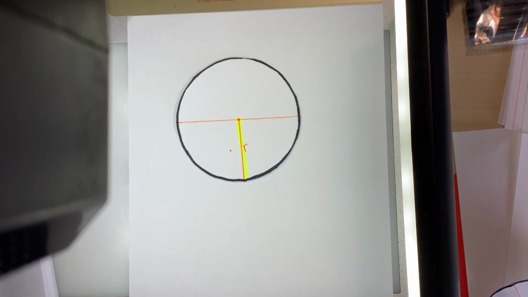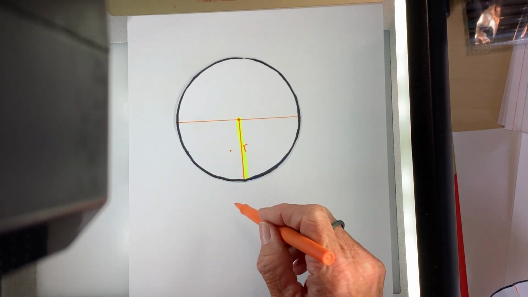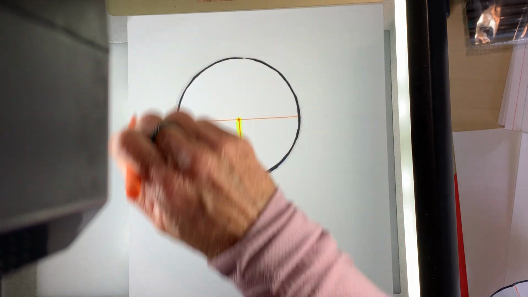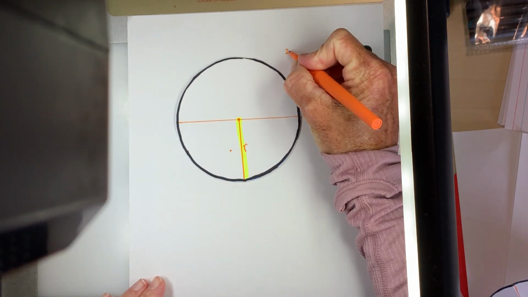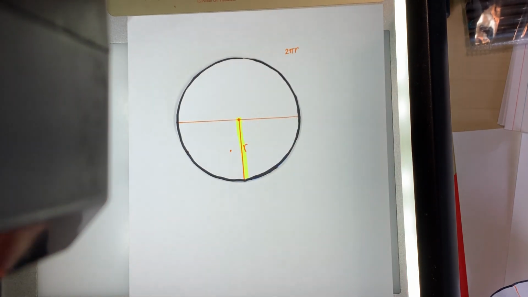All right, suppose we want to discover a formula for finding the area of a circle. Well, what do we already know about a circle? We do have a formula for its circumference. We know that the distance around the outside of the circle is 2 times pi times r.